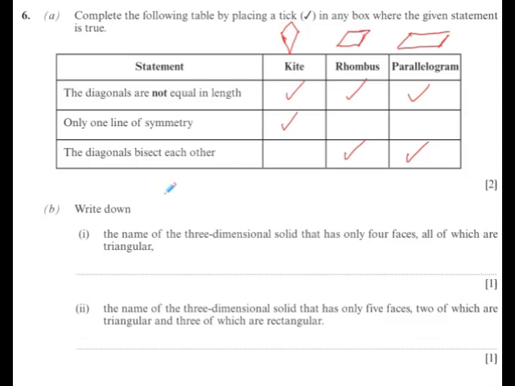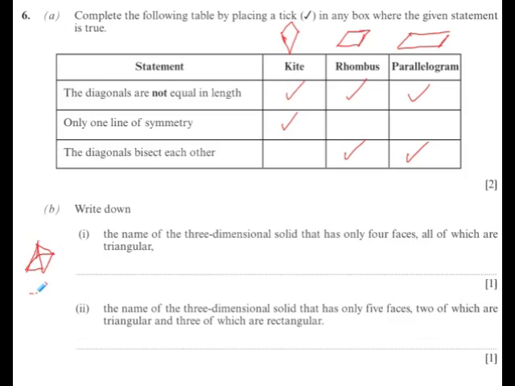On to the second part of the question. It says write down the name of the 3-dimensional solid that has only 4 faces, all of which are triangular. Now the answer is going to be a pyramid, but a specific type of pyramid. The ones you see in Egypt are basically square-based pyramids, so there's something like this. But you've got 5 sides to that.